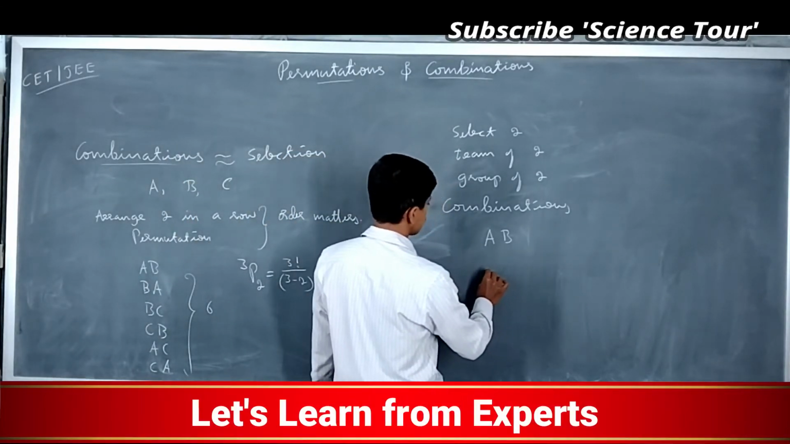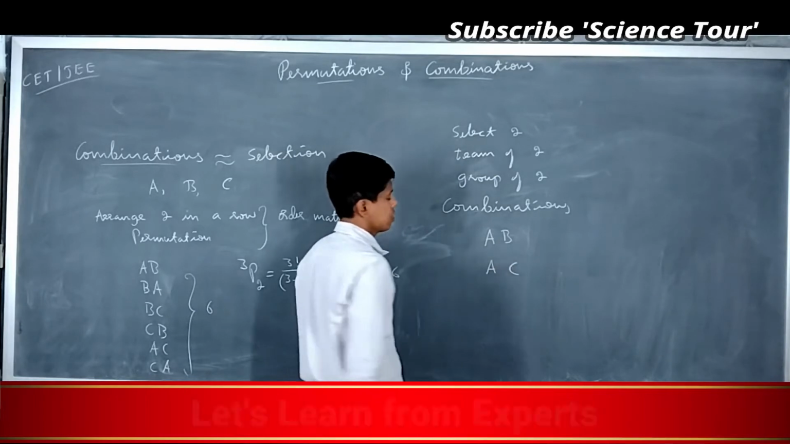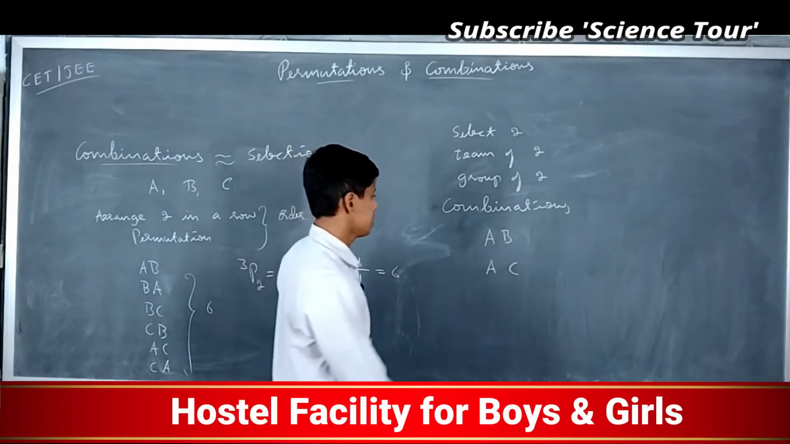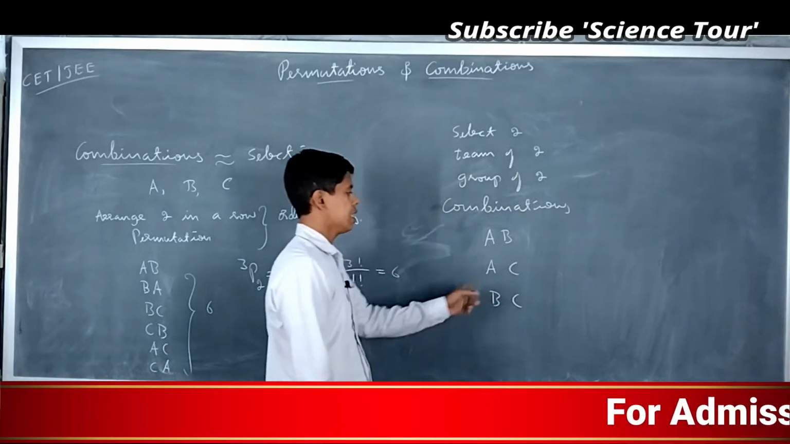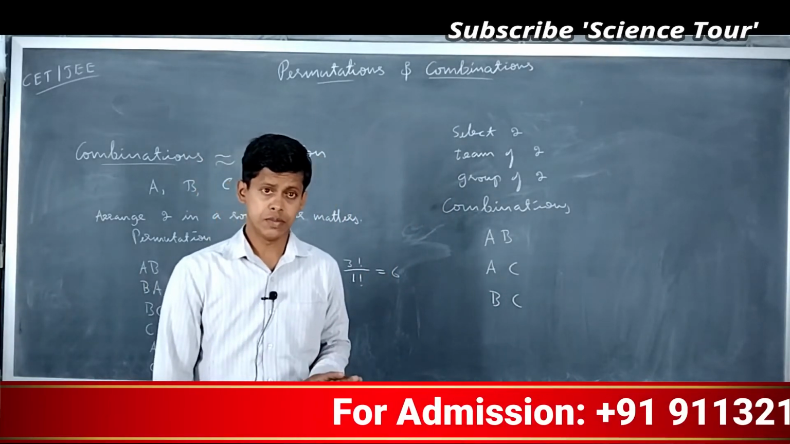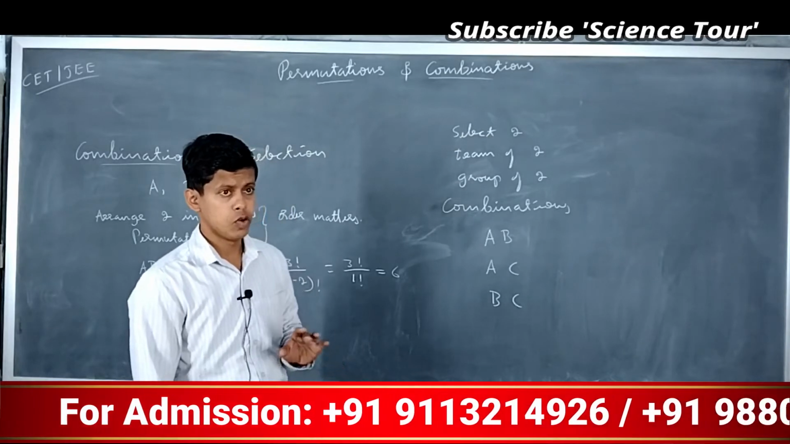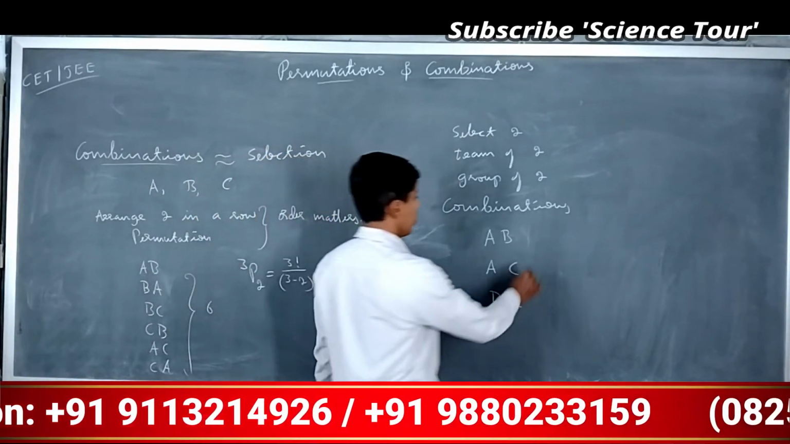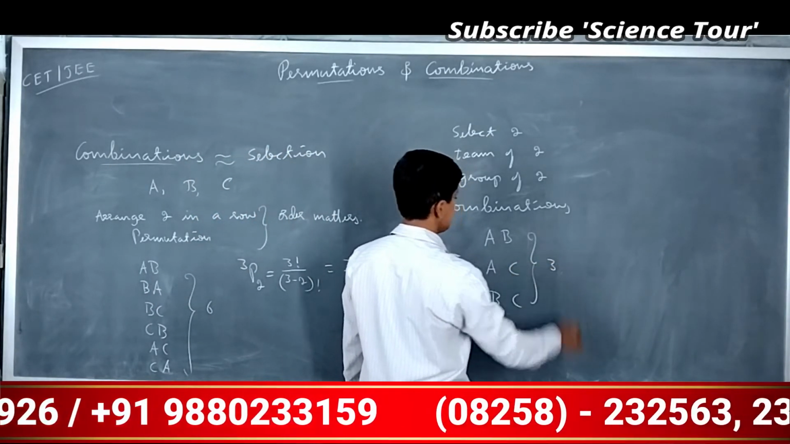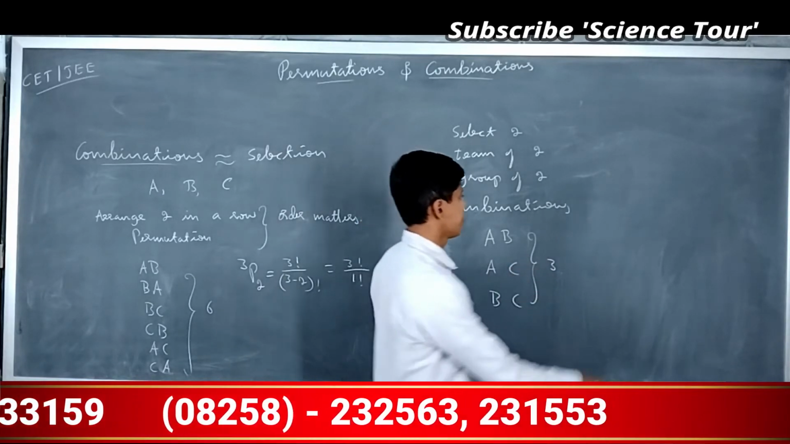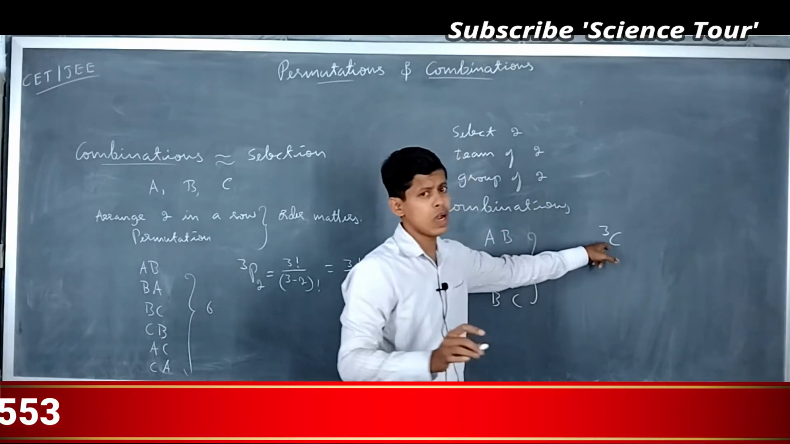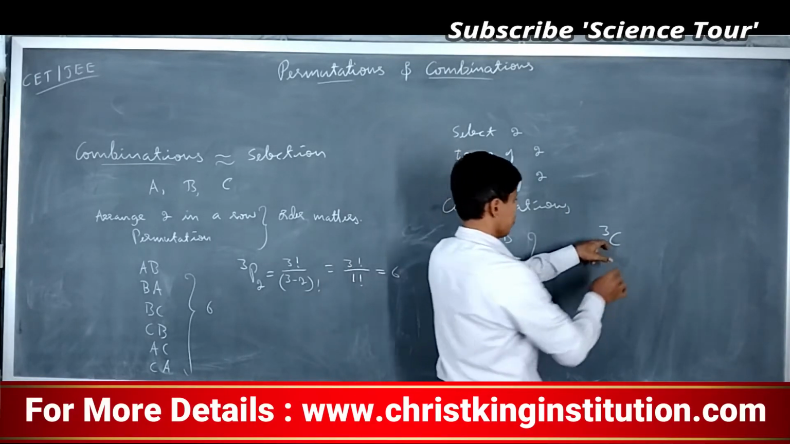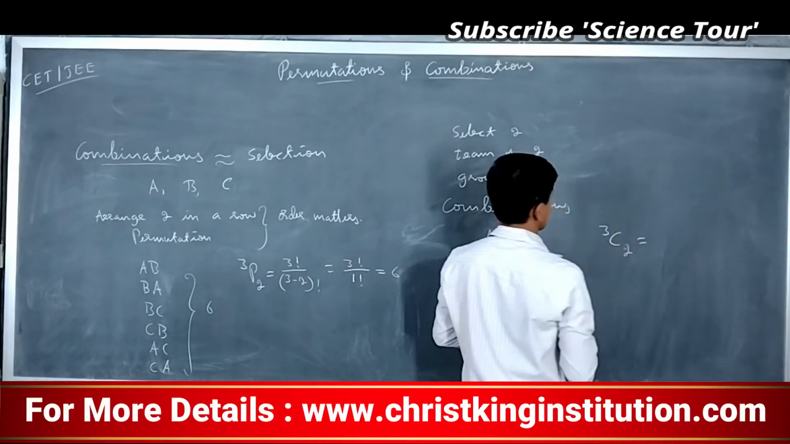Similarly, you can select the student A and the student C, and similarly you can select the student B and C. C and B makes the same team. I hope that is understood. So totally how many teams are possible? There are only 3 teams possible, and what is it? Out of 3 students you have to select, you have the combinations of 2 students each.